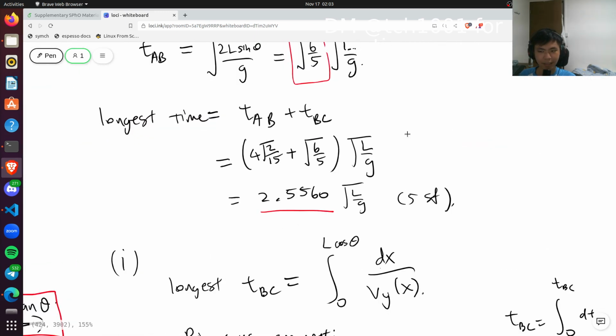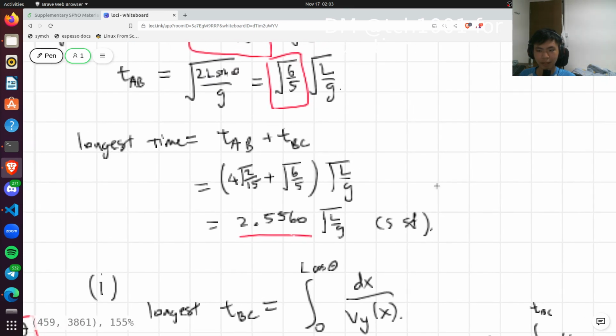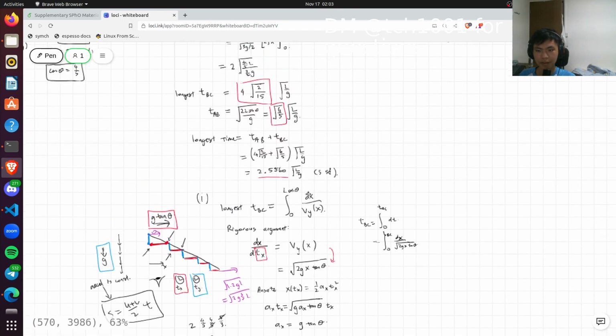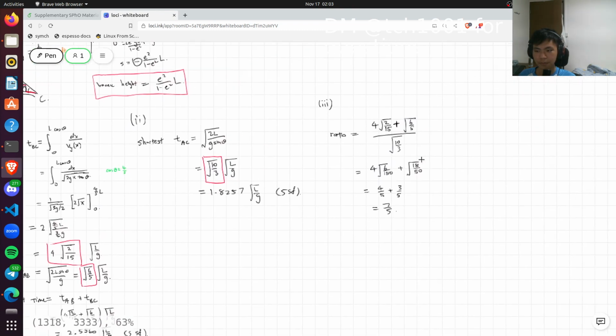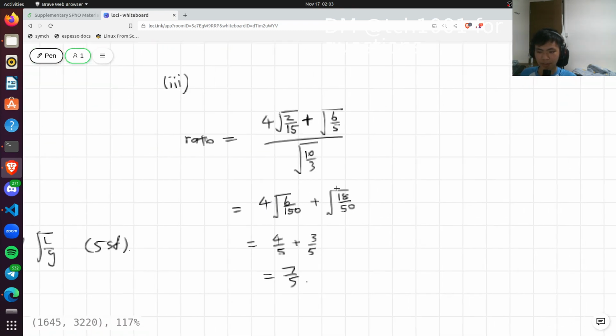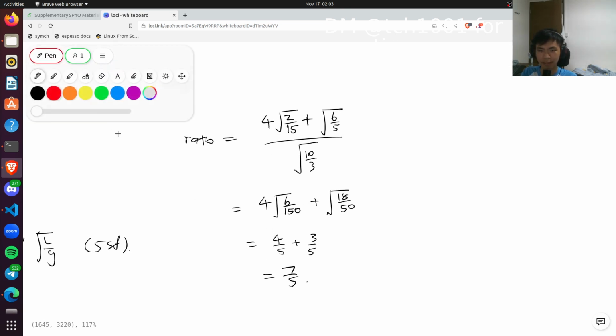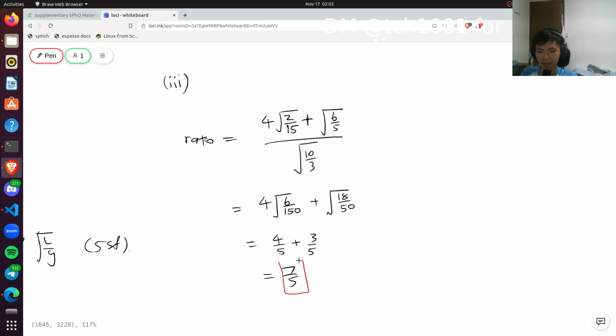Okay, so with that, for my second method, the rest of the working is the same. TAB is the same, and so in the end, the ratio we're going to get is something like that. If you work out the ratio in exact form, using surds, you get 7 over 5.